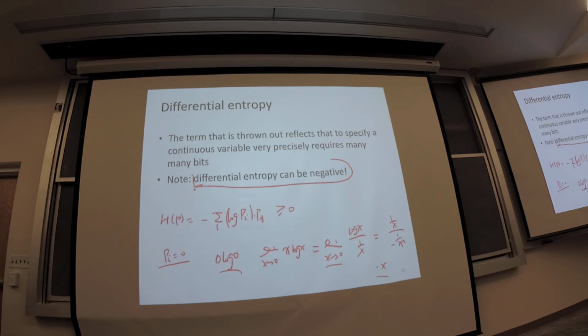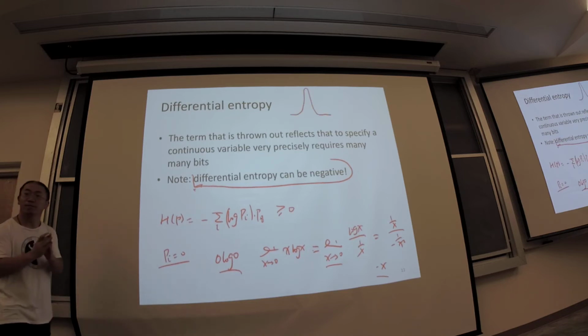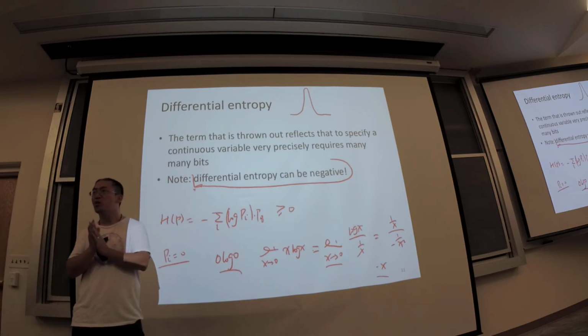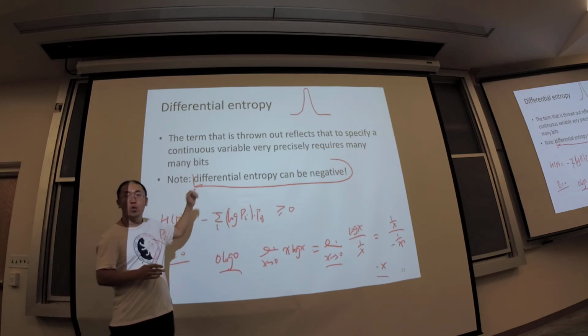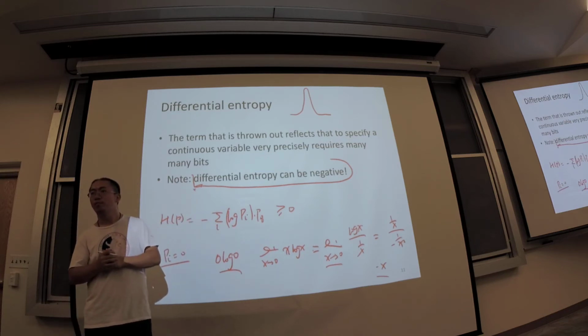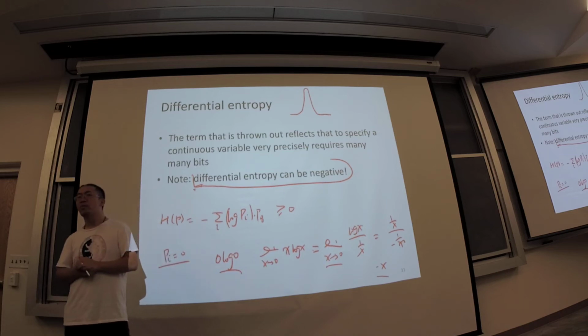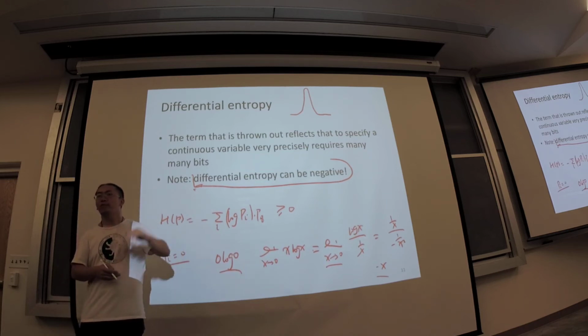So actually you can take a look. If you have a very spiky Gaussian distribution, we'll calculate the entropy. If we take the variance to be small enough, the differential entropy will be negative. You can look up the formula in Wikipedia and try to calculate a few values.